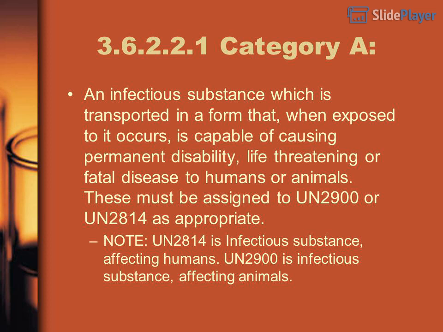3.6.2.2.1 Category A. An infectious substance which is transported in a form that, when exposure to it occurs, is capable of causing permanent disability, life-threatening or fatal disease to humans or animals. These must be assigned to UN2900 or UN2814 as appropriate. Note, UN2814 is infectious substance, affecting humans. UN2900 is infectious substance, affecting animals.